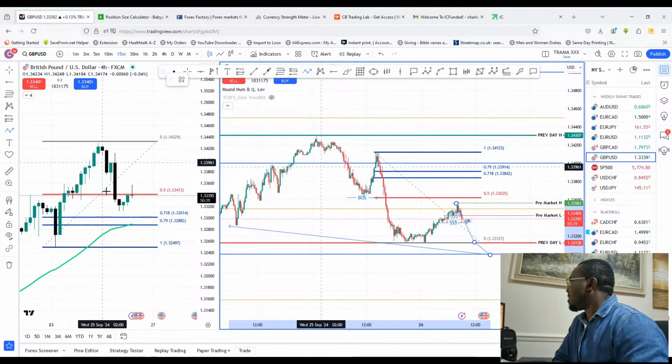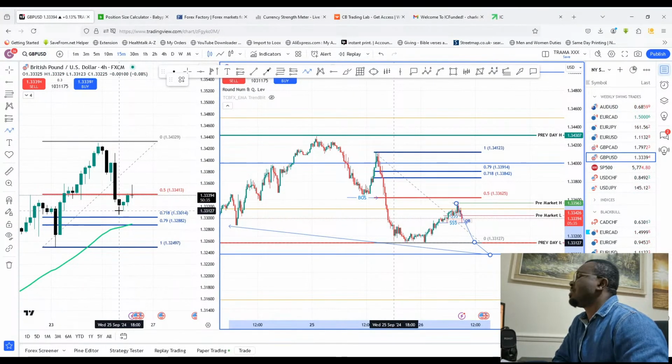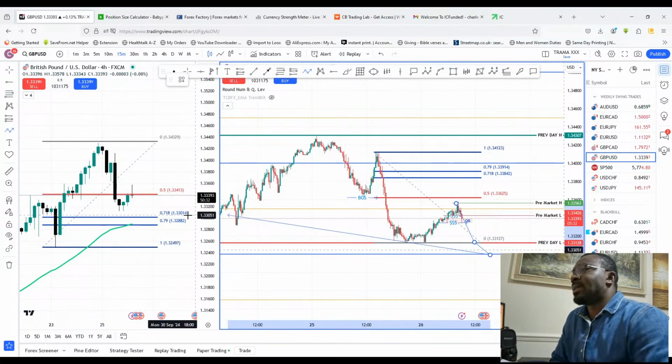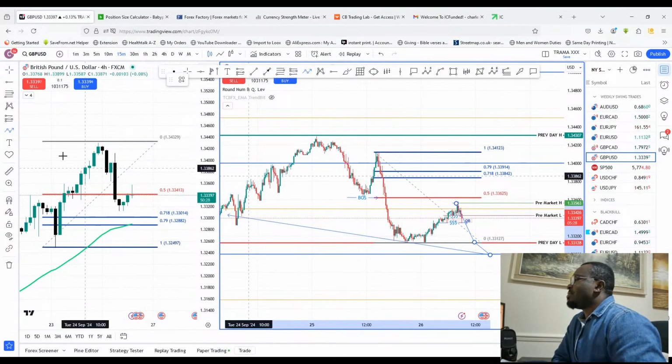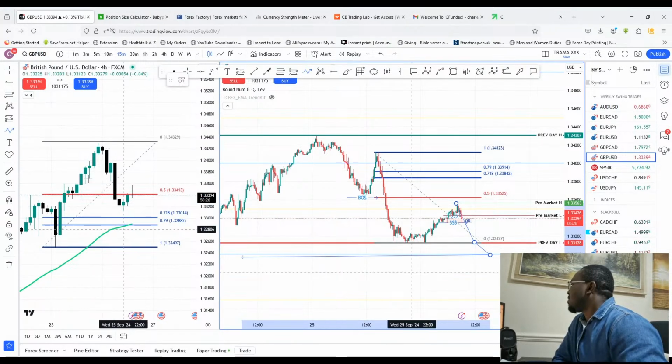As you can see on the 4-hour, that's a retracement. The retracement may be done so soon. It's not like it's forever going to sell. We are very much bullish on the higher time frame. So this is a sign of what we're looking at on the higher time frame.